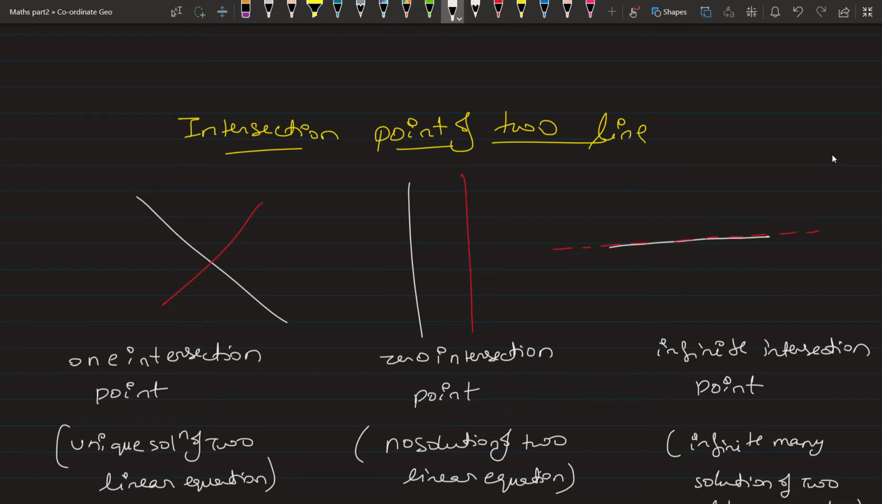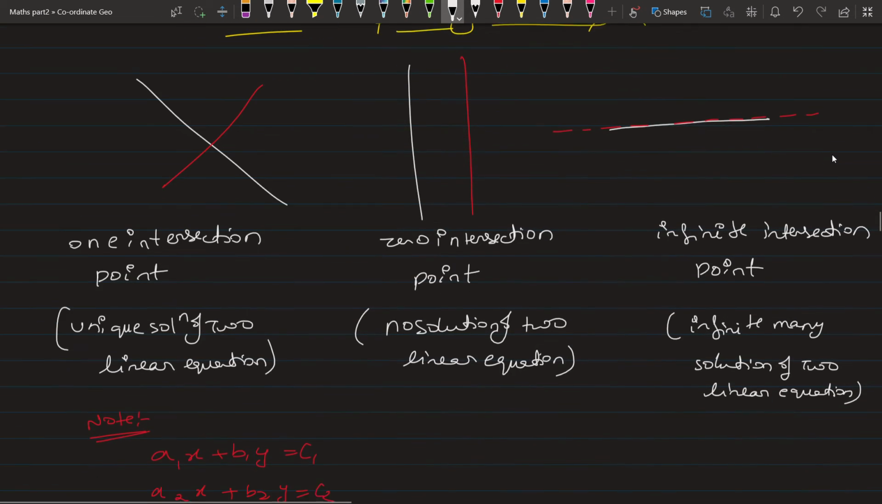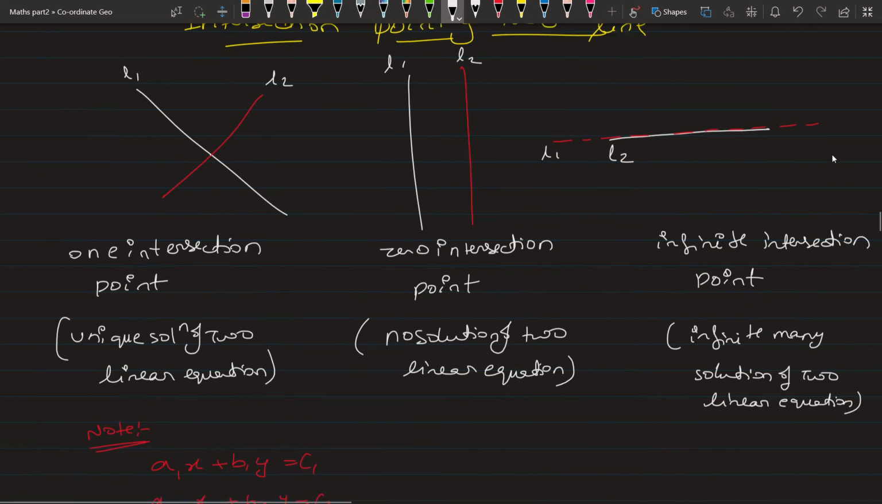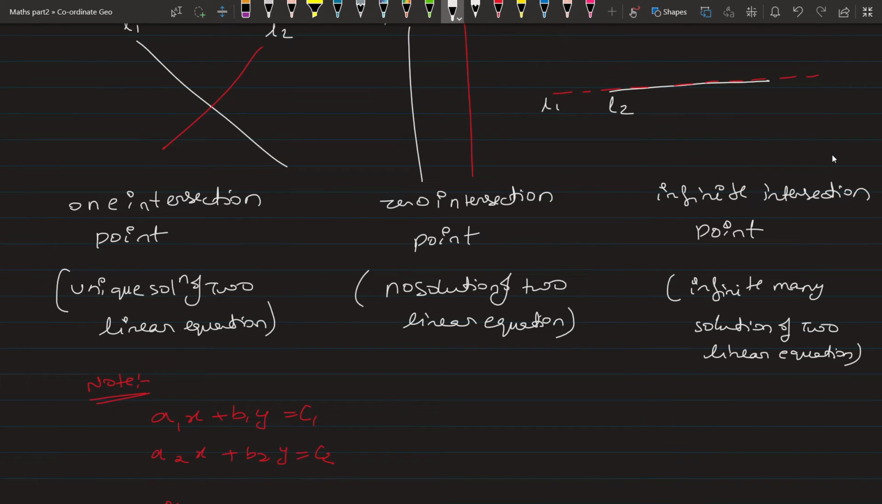Then the next concept is the intersection point of two lines. So these are the two lines, that is line L1 and L2. The intersection of two lines can be a single point, or in this case there is no intersection point as the lines are parallel to each other. And in the last situation, the line coincides with another line, L1 coincides with L2. So there will be infinite intersection points between L1 and L2 in the last situation.